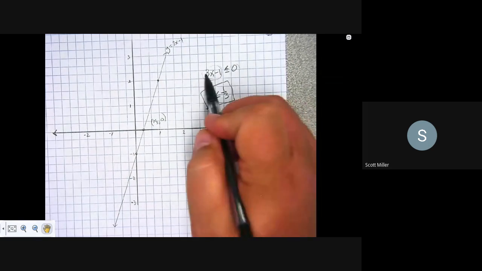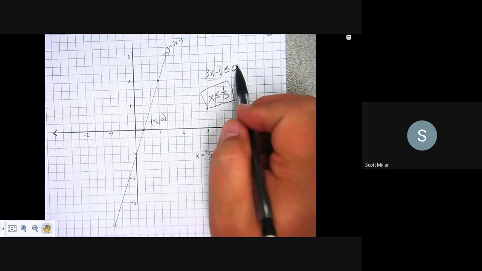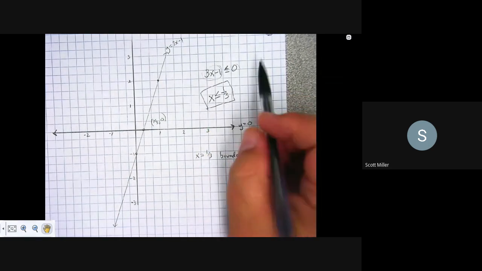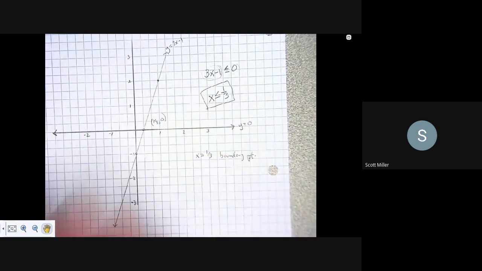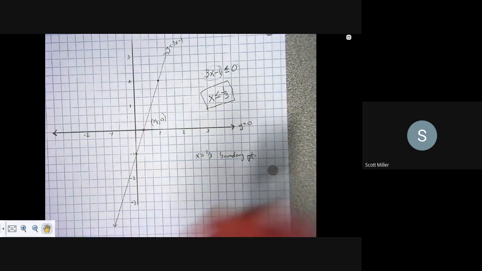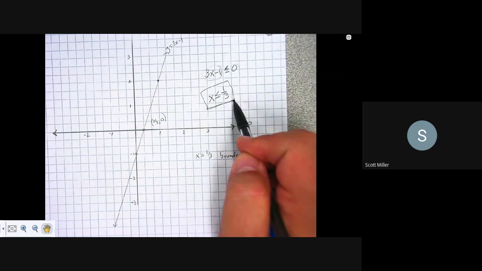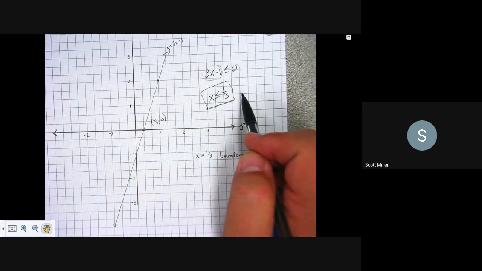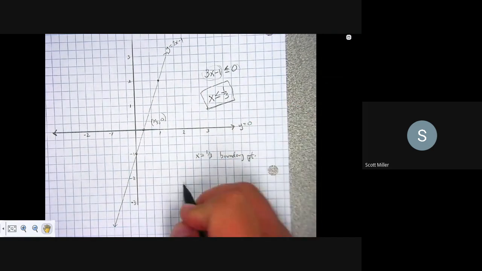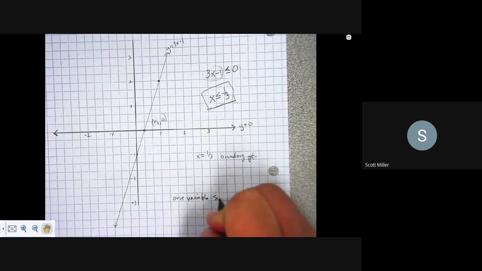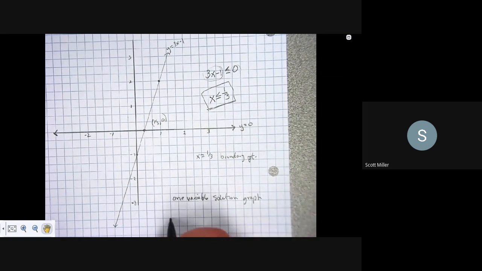So the question: when is this line below that line? Now, we don't always do a two-dimensional graphing. We like to display this in a one variable solution graph. So the one variable solution graph is just a number line, the x-axis literally.